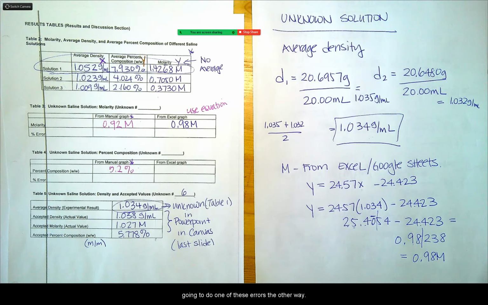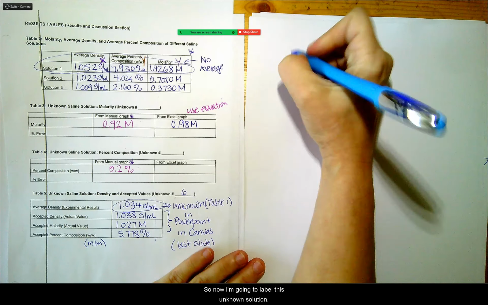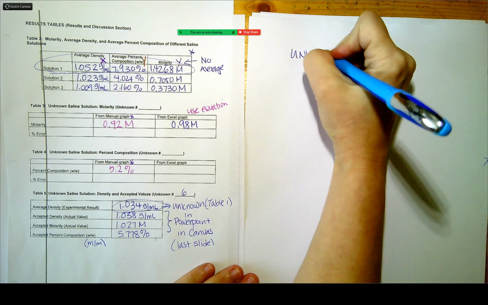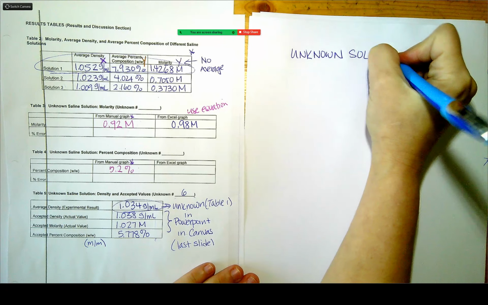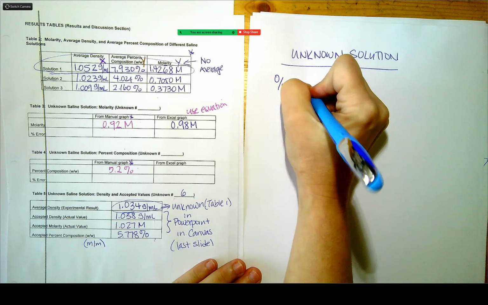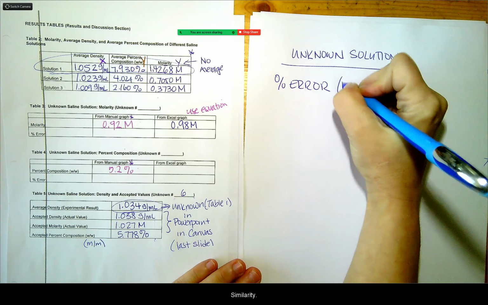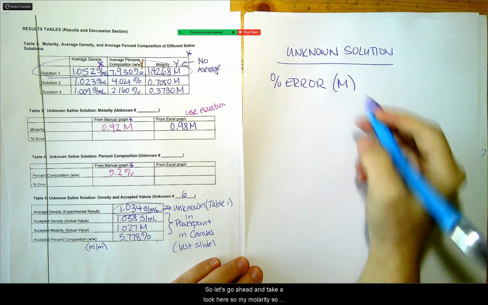Now what's left here is, after you do that for the percent composition graph, let's do our error. I'm going to do one of these errors. The other will work the same way. So now I'm going to label this unknown solution, and this is going to be percent error, the molarity.